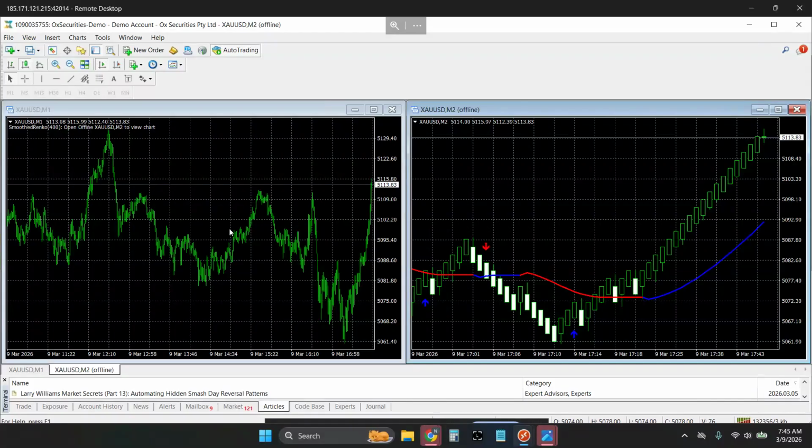I think this is just trash. I don't use regular candlesticks anymore because they're just so difficult compared to Renko charts.